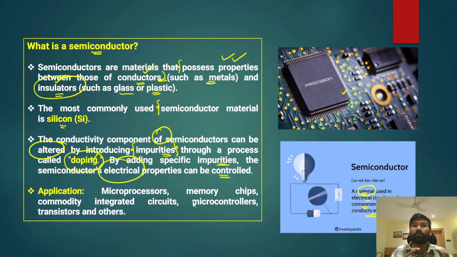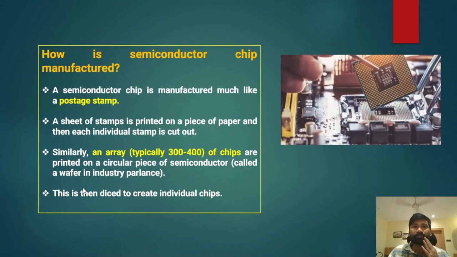So that has significant potential applications in the manufacturing of various electronic devices such as laptops, mobile phones, and any other electronic devices. Now, what are the applications? The applications include microprocessors, memory chips, commodity integrated circuits, microcontrollers, transistors, and others. So these are the various applications of semiconductors.